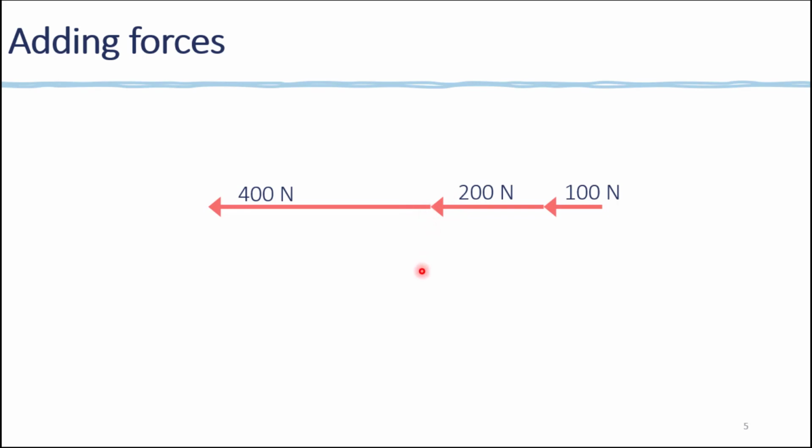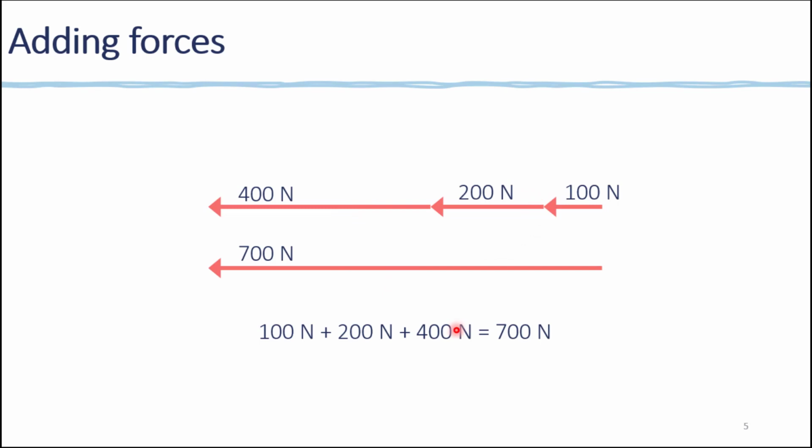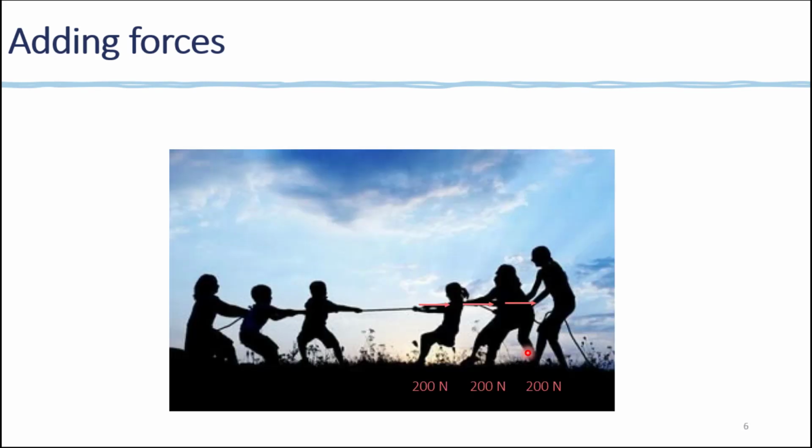So the resultant force, or the net force, must be 700 newtons acting towards the left, right? We've just added all three of these forces. And that's the same as calculating it mathematically. 100 plus 200 plus 400 is 700 newtons. Now, this is only true when the forces all act along the same line of action and in the same direction. So now let's look at the other team.